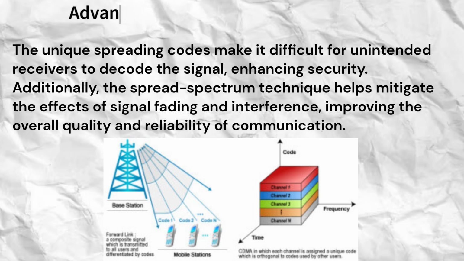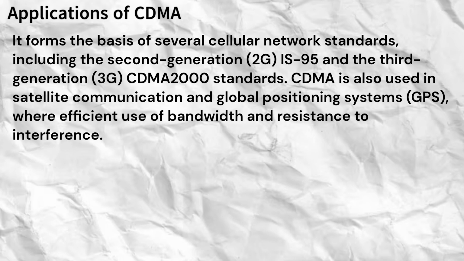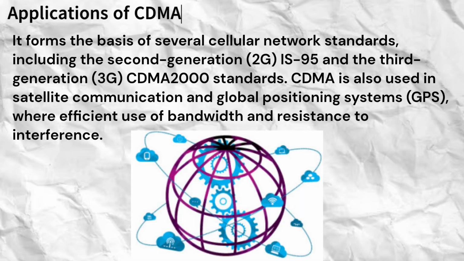CDMA technology is widely used in various applications, most notably in mobile communication systems. It forms the basis of several cellular network standards, including the second generation, 2G IS-95, and the third generation, 3G CDMA2000 standards. CDMA is also used in satellite communication and global positioning systems, GPS, where efficient use of bandwidth and resistance to interference are crucial.